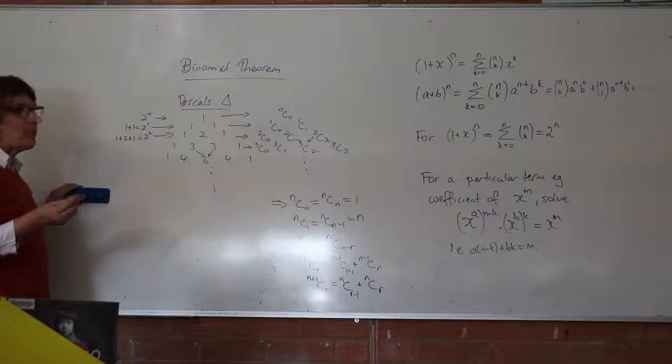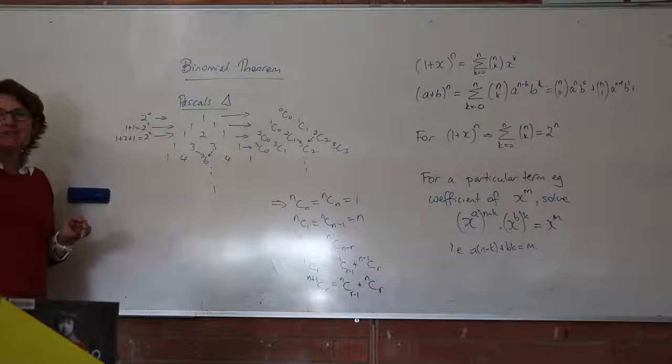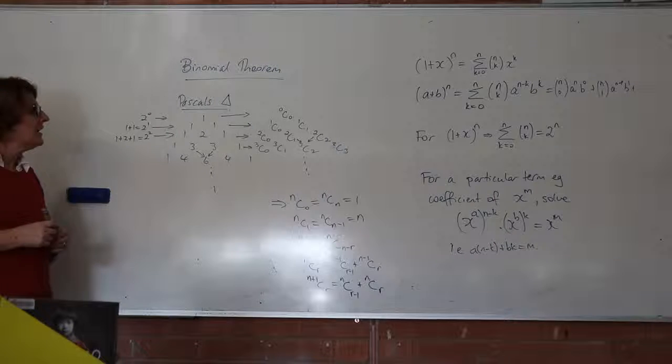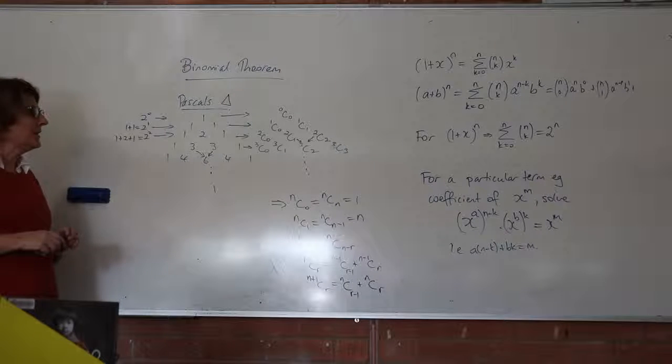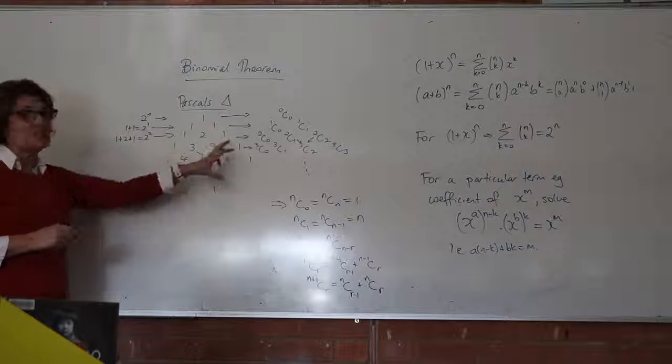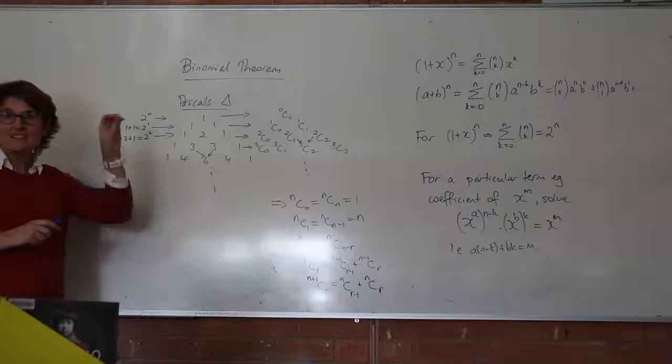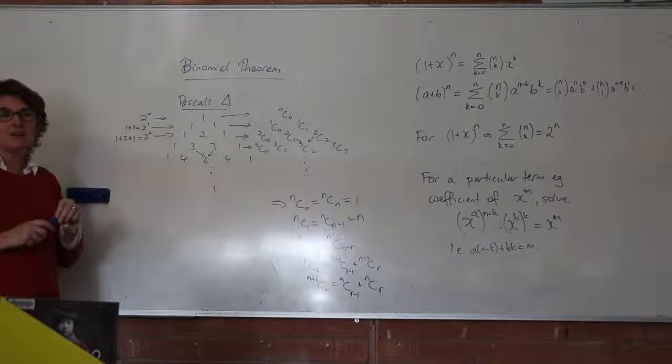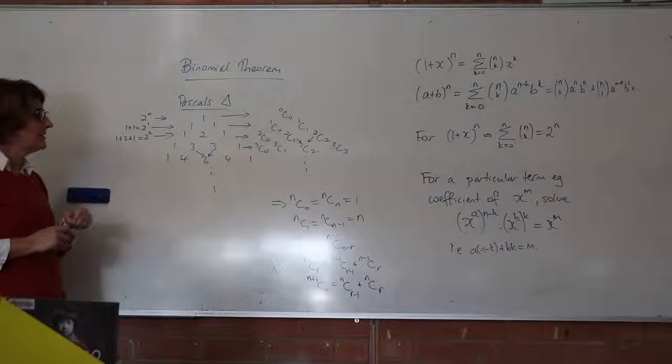And then, of course, there were things like the hockey stick, but they were specific properties to prove using your combinatorics and factorial notation. So don't forget, you still need to rely on the fact that you know that nCr is n factorial over n minus r factorial, r factorial. You've got to rely on that still.